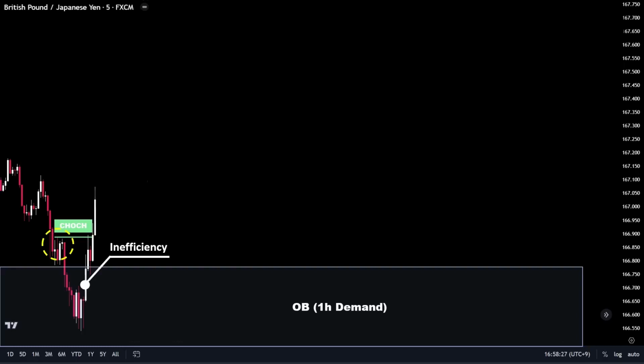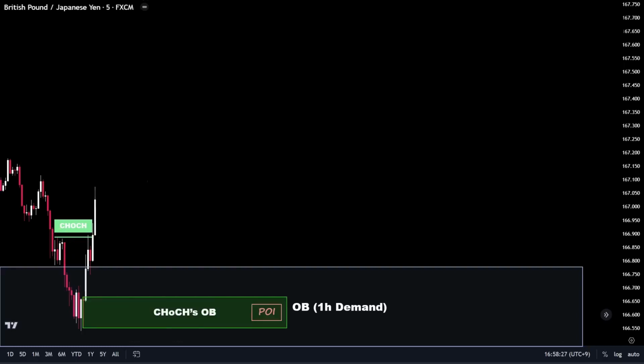Additionally, we can identify the order block generated by the Chalk's wave, highlighting a significant point of interest. Furthermore, we notice the presence of this VSR pattern, indicating a strong rejection from the higher timeframe's demand zone. This pattern adds further confirmation to our entry decision, suggesting that this zone presents a higher probability for a long position. With these confluences aligning, we have increased confidence in our trade setup.